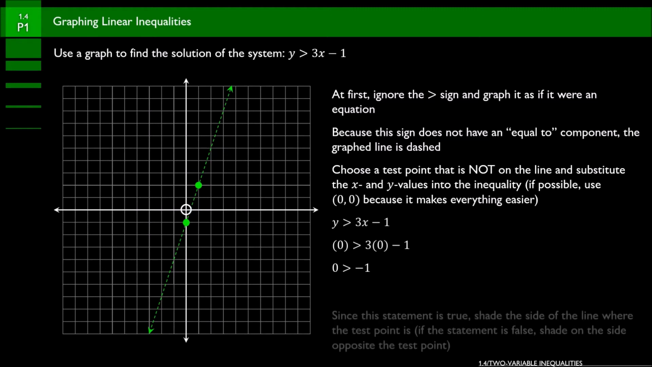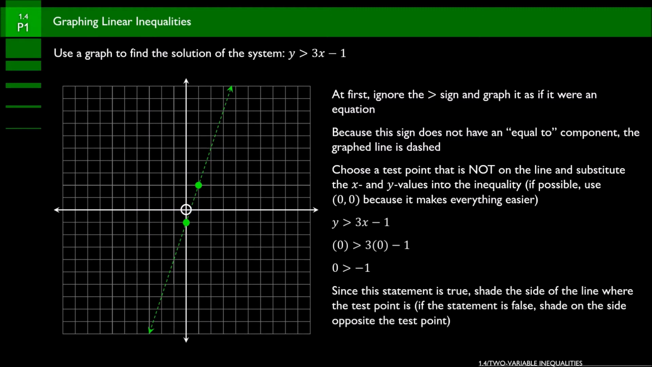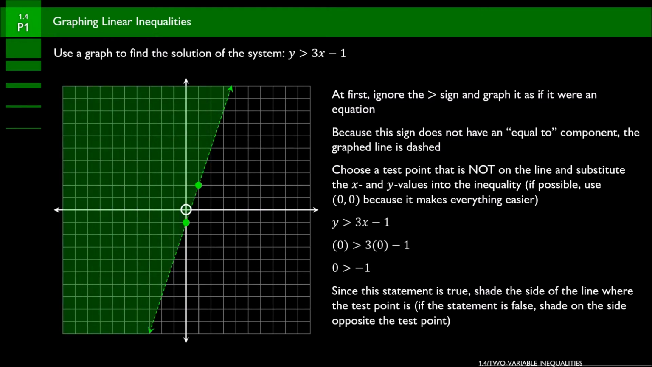Since we've got a true statement there, that means that the shading goes on the side with the test point. The test point is true. So that means that we're going to shade to the left of our dashed line.